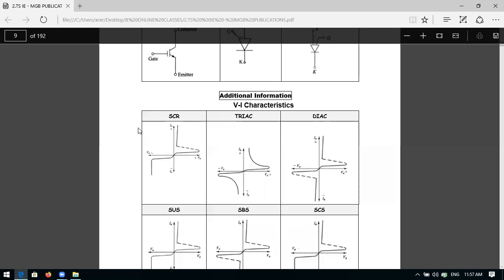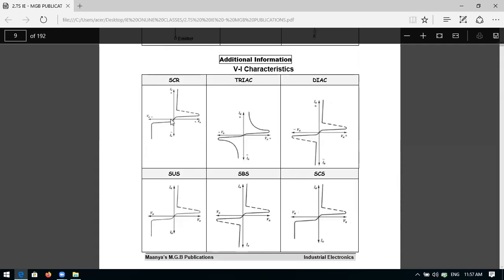Their characteristics are different. Here you can see the SCR is conducting in the forward direction, and it is also going into reverse conduction mode. Again it is conducting in the forward conduction mode. The reverse characteristic is the same as that of your diode, correct or not? There is some leakage current, and then breakdown is there. After breakdown it will conduct rapidly, heavily.